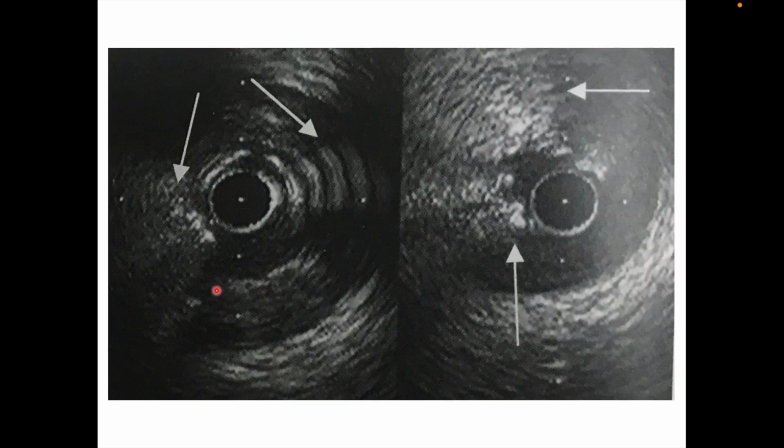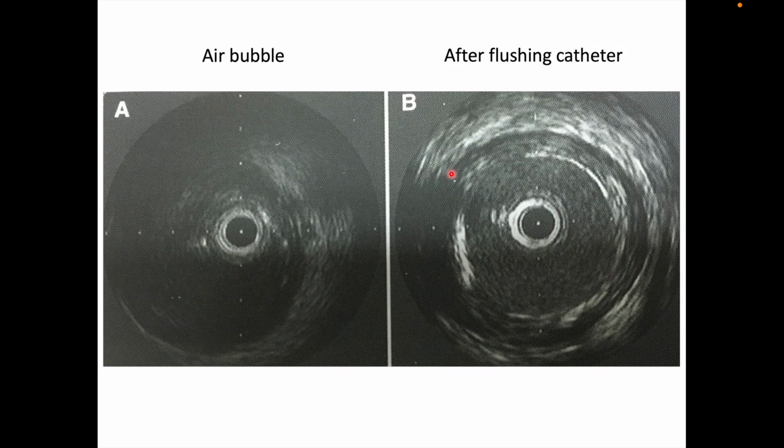This is another example of air artifacts. Even here you can see the whole image is distorted. You can't really make out anything. You've lost the vision of the vessel architecture completely. This can happen because of the air bubbles, and if you have excessive air going down, it can cause air embolism as well. This is again air bubble.